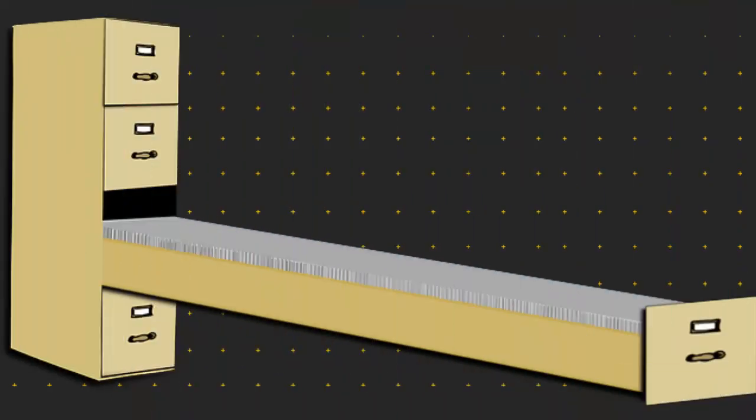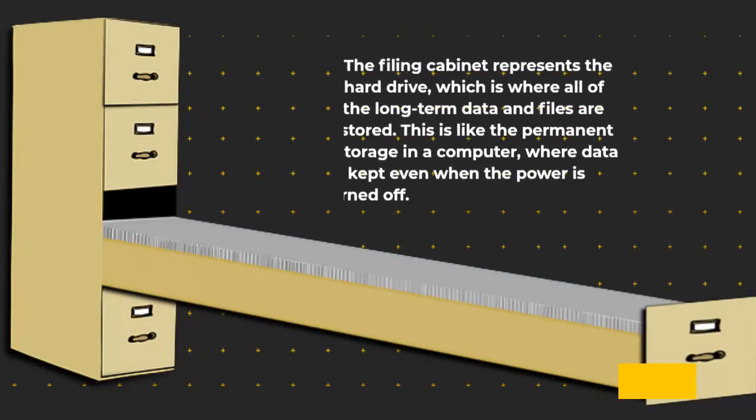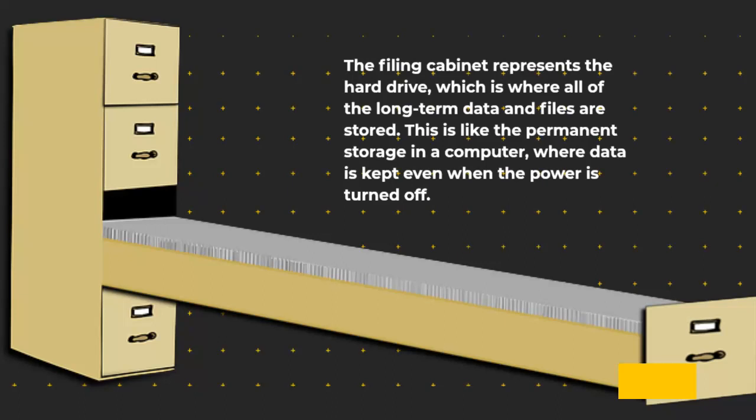The filing cabinet represents a hard drive, which is where all of the long-term data and files are stored. This is like permanent storage in a computer where data is kept even when the power is turned off.